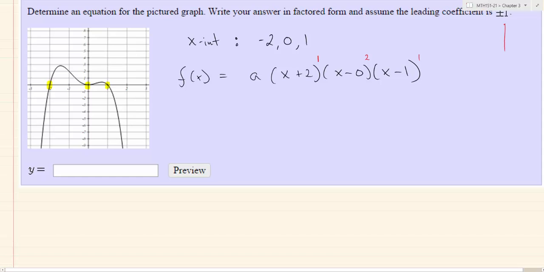Right here, they tell you that your coefficient is either plus 1, so a is equal to either plus 1 or a is equal to negative 1. Before we can go further, let's simplify our function, because there is some simplifying we can do. So we'll say this is x plus 2. And this part here, x minus 0, well, that's just x, right? And so we'll just write x squared, so that's kind of nice. And then we've got an x minus 1 right here.